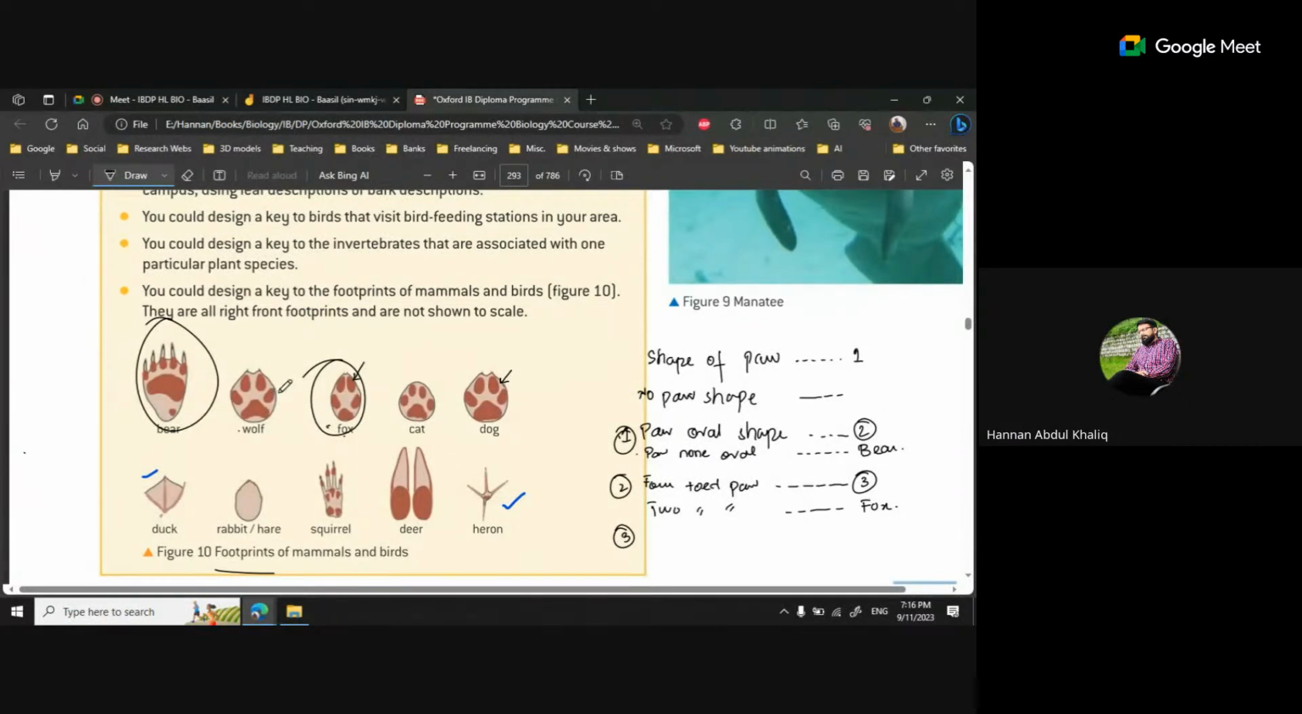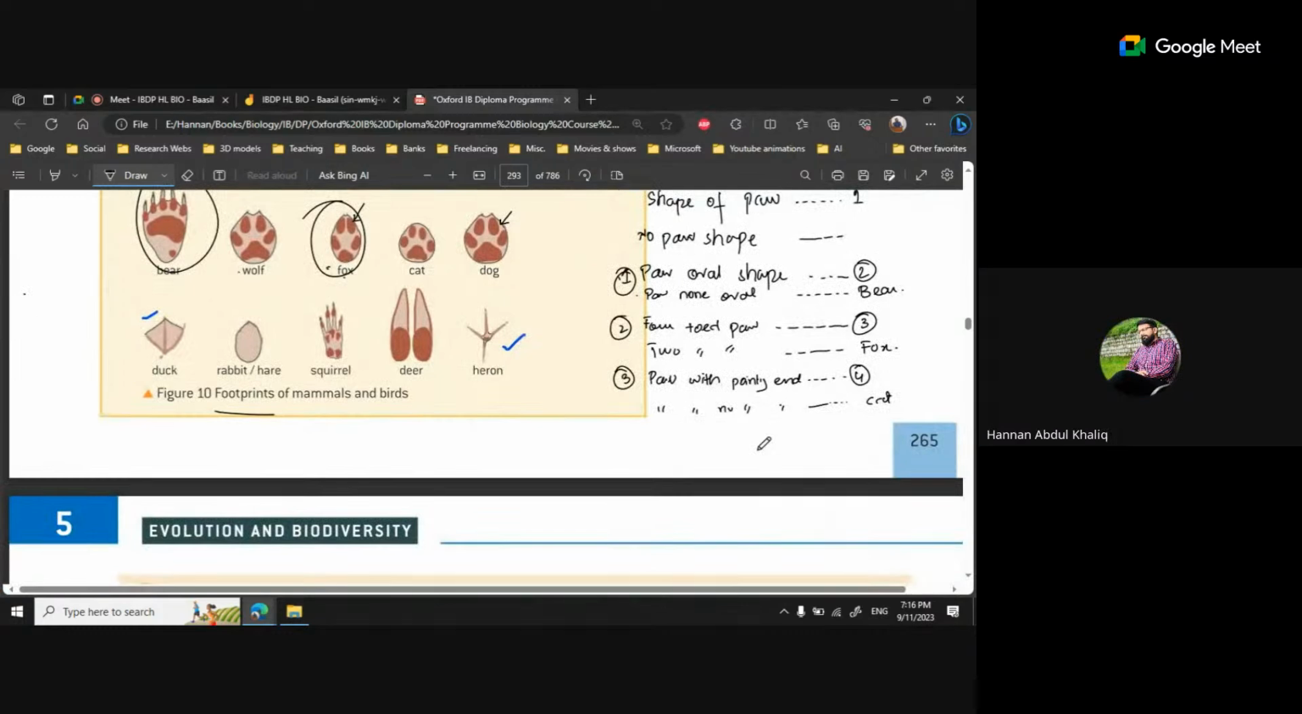Now, these are 3. Paw with pointy ends, go to 4. Paw with no pointy end, cat. All right. Now we are going to the fourth one.